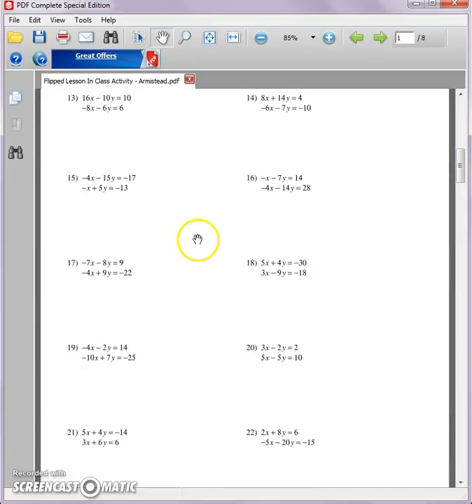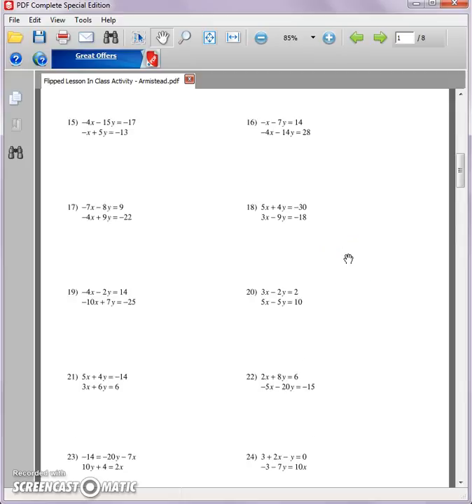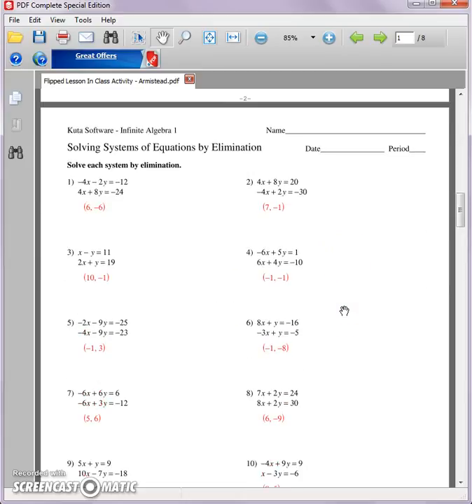As you can see here, 13 through 24 are pretty much the same thing as what we had before. It's just more examples of solving systems of equations by elimination. A quiz grade will be taken on questions 13 through 24, and a classwork grade will be taken on questions 1 through 12. The next 2 pages, as you can see, just contain the answer keys.